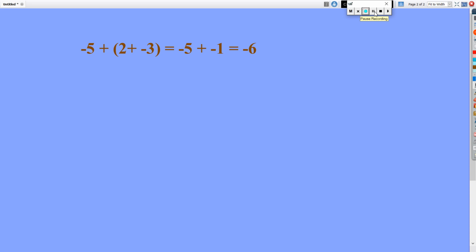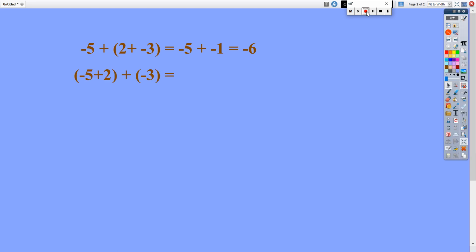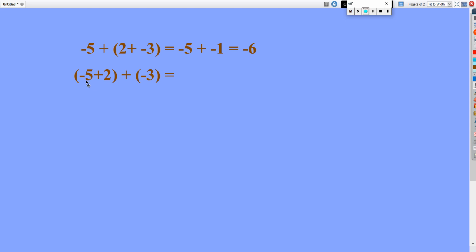Now let me add it in a different way. Let me add negative 5 and 2 first, then add negative 3. What will be the answer? Negative 3 plus negative 3, that again you are getting negative 6. That means in both ways you are getting the same answer.